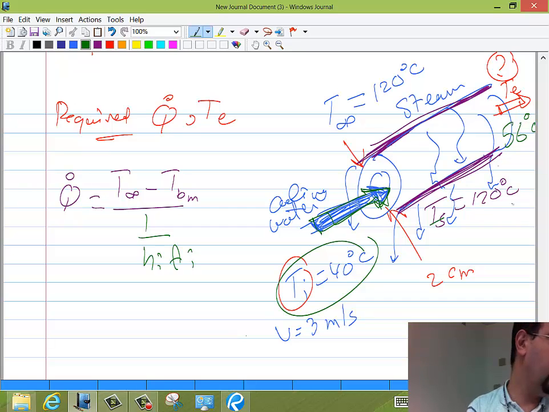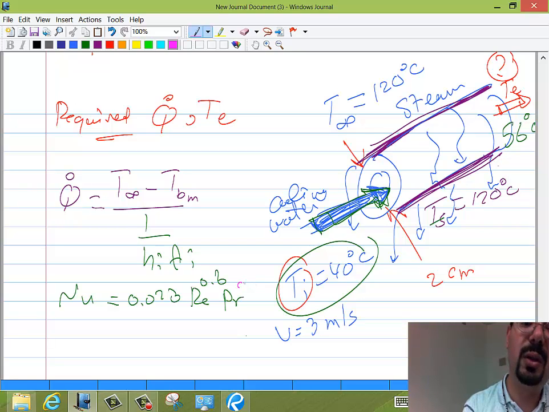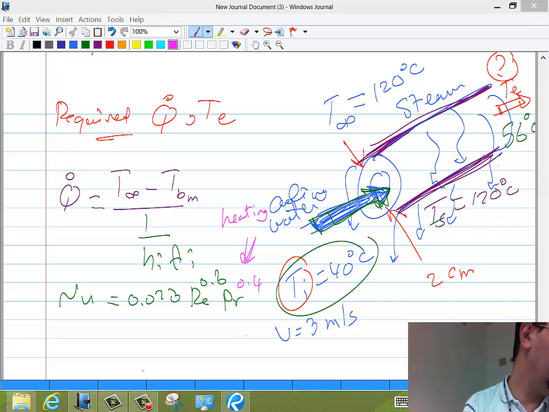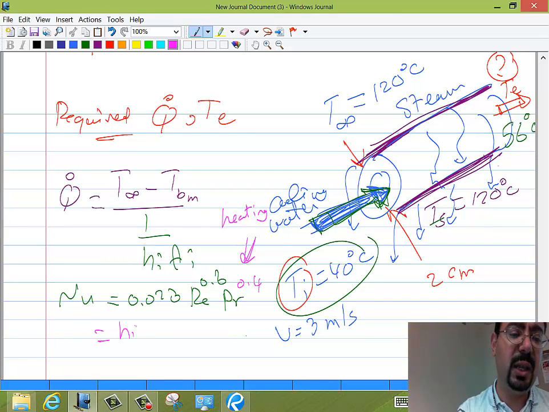All right, so you calculate the Reynolds number and you'll find that it's turbulent. And this time, the Nusselt number would be 0.023 Reynolds to the power 0.8 Prandtl to the power, remember it was 0.3 for cooling and 0.4 for heating. This time we are heating the fluid. So it's Prandtl to the 0.4. And you calculate the H from the Nusselt, so that Nusselt is H_i D over K. From that you calculate the H, and from that you calculate the Q.